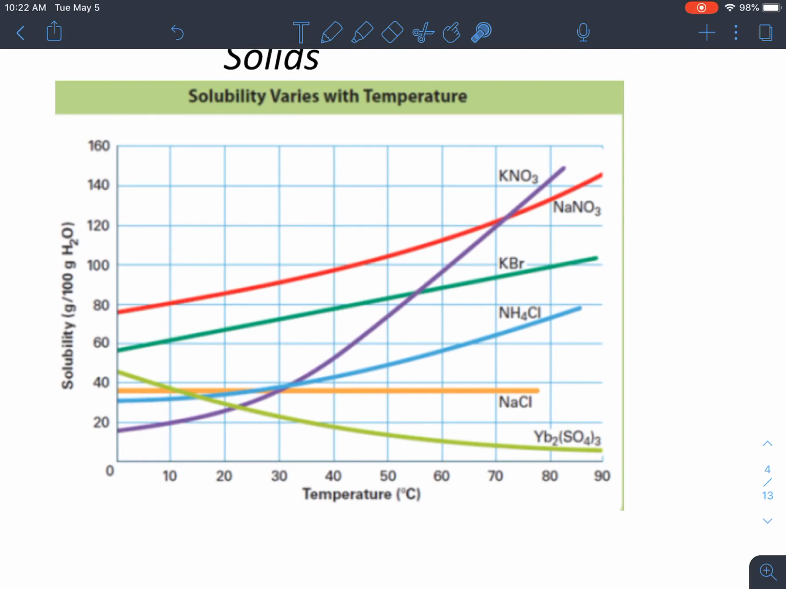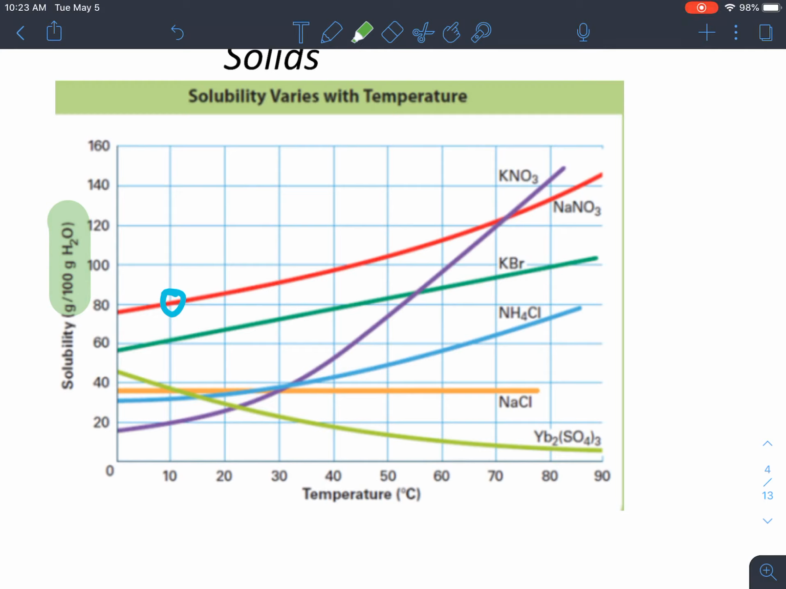So this particular diagram is representing mostly solids. The x-axis represents temperature. Temperature does impact how much can be dissolved. So what we see here is at 10 degrees, let's take a look at the red line. That represents NaNO3. At 10 degrees, about 80 grams of NaNO3 is able to be dissolved in 100 grams of water.